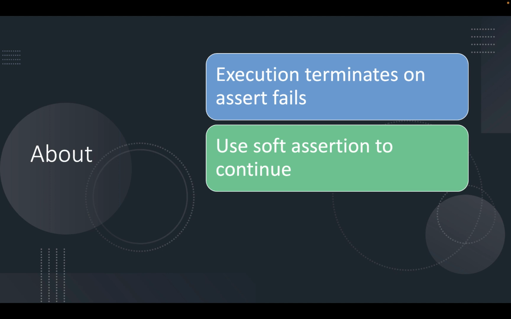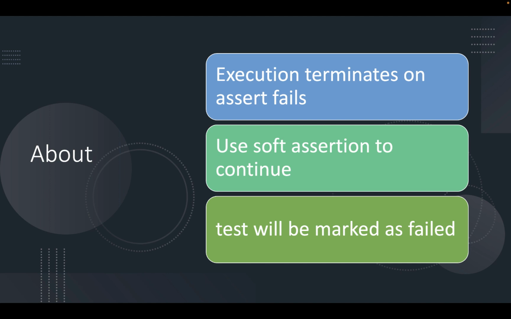Sometimes you may want to continue execution even when one or two asserts fail. In such a scenario, you can use Playwright soft assertion. Soft assertion on failure does not terminate test execution, and test execution will continue to the next step. However, the test will be marked as failed even when a single assertion fails.